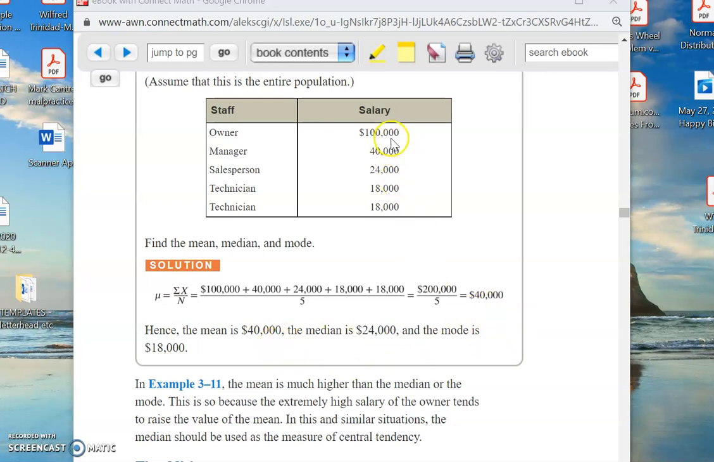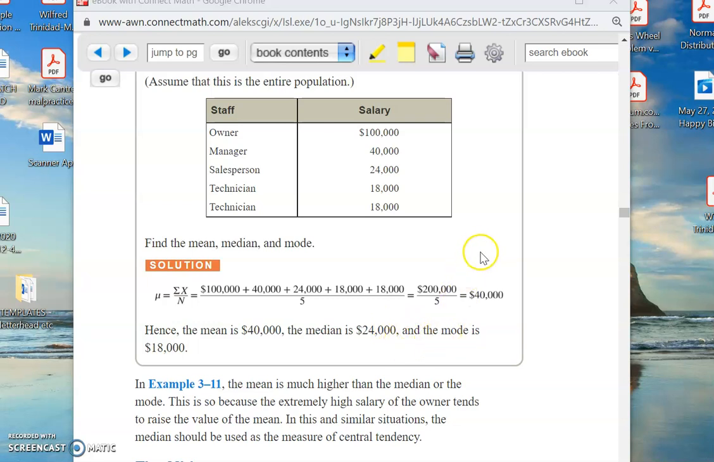If you line these up, they're already lined up. What's the median? 24,000 is the median because there are two data points up this way and two data points down this way. So the median is 24,000. The mode is 18,000 because there are two values at 18,000. So as you can see, this is an example where it makes a big difference whether you're using the mean, the median, or the mode.